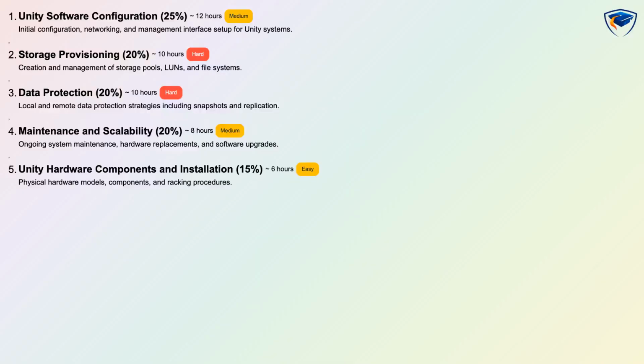This exam is divided into 5 domains with exact weightings: Unity software configuration 25%, storage provisioning 20%, data protection 20%, maintenance and scalability 20%, and Unity hardware components and installation 15%. Expected study time across all domains totals 46 hours and the assessment is primarily conceptual and scenario-based with hands-on elements for hardware, so plan time for lab practice as well.